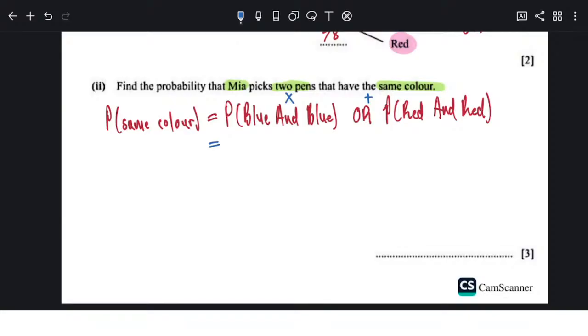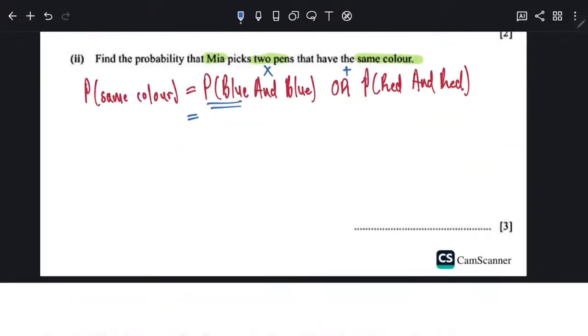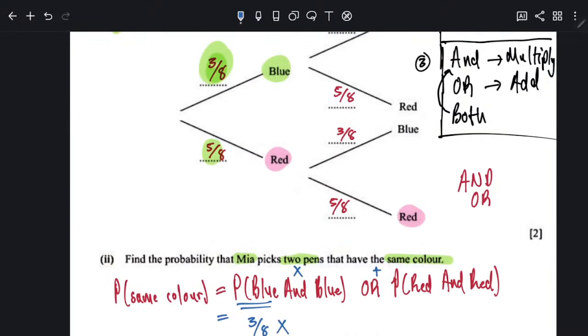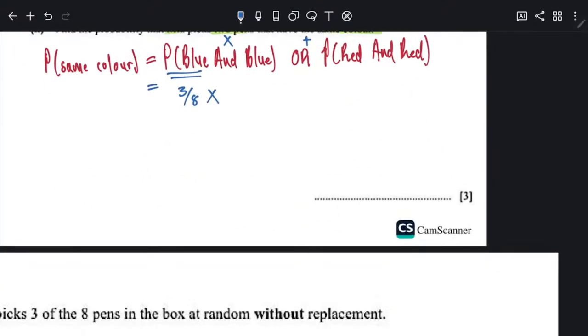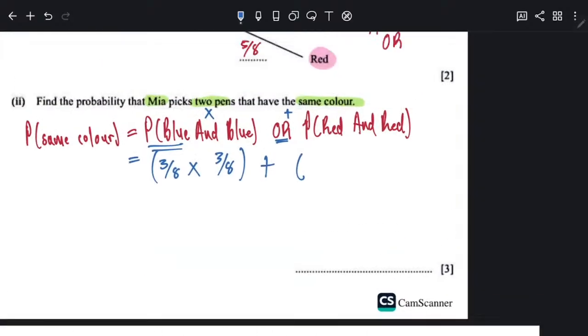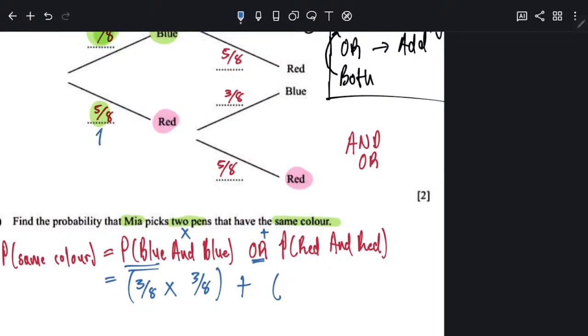Okay. So this now becomes the probability of blue times the probability of blue, because you have the word "and". What's the probability of blue in the first one? 3/8. And you multiply. Probability of blue on the second one. 3/8 again. Put in brackets. Plus, because of the word "or", you open another bracket. Probability of red, what is it? It's 5 over 8. And times probability of red again, another 5 over 8.